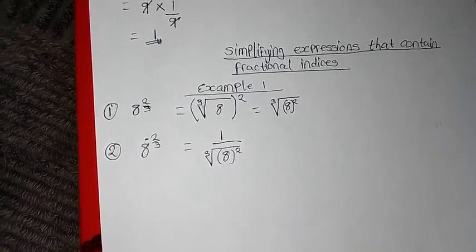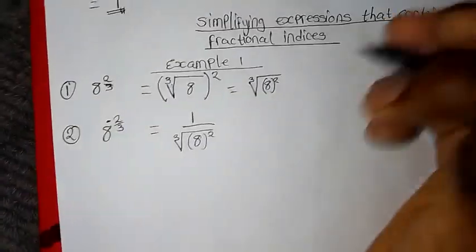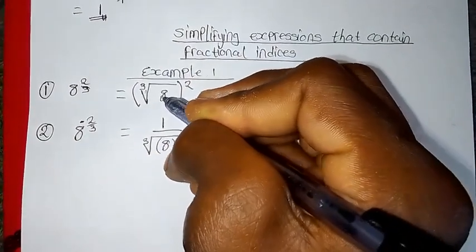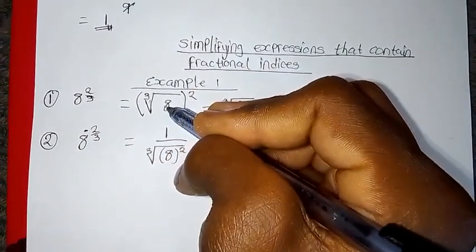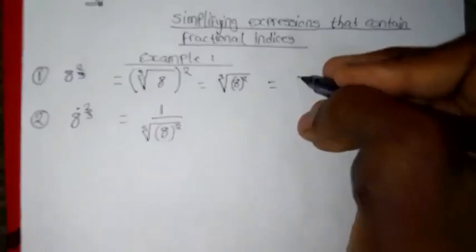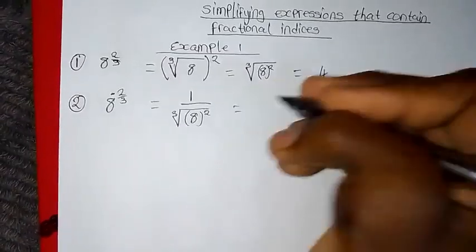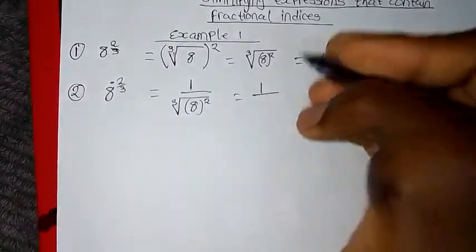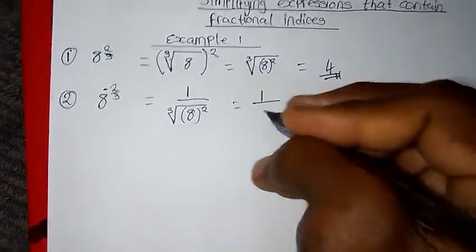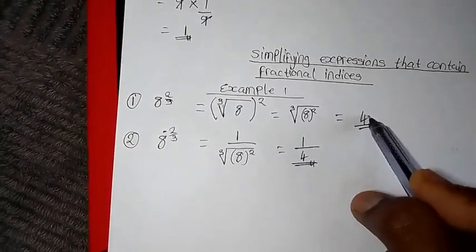The next one, and when simplifying, I forgot to finish this one. When simplifying it, you first take the cube root of 8. The cube root of 8 is 2. So 2 squared is 4. And for this one, it's going to equal 1 over the cube root of 8, which is 2, and 2 squared is 4. So this one is going to be 1 over 4. Have you seen that it's the inverse of the answer which was on top?